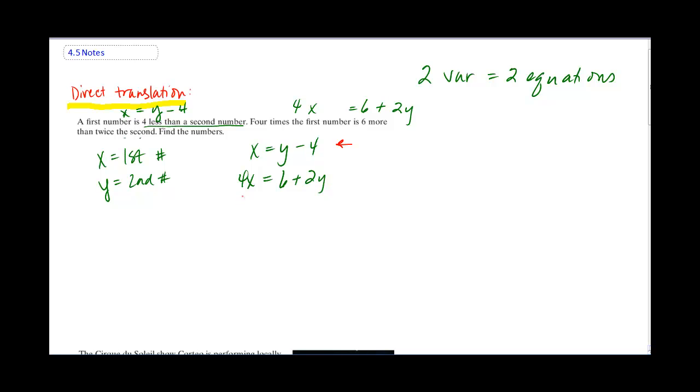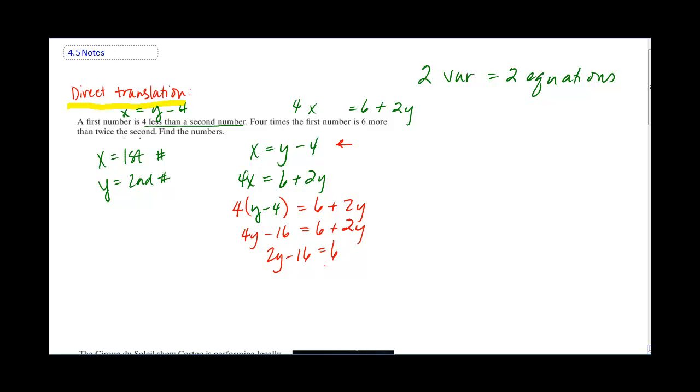So I'm going to rewrite this second equation as 4 times y minus 4, because that's what x was equal to, is equal to 6 plus 2y. Now I have an equation in one variable and I can solve it. So let's distribute the 4. I end up with 4y minus 16 is equal to 6 plus 2y. I'm going to collect my y's over here on the left hand side by subtracting 2y, and I get 2y minus 16 is equal to 6.